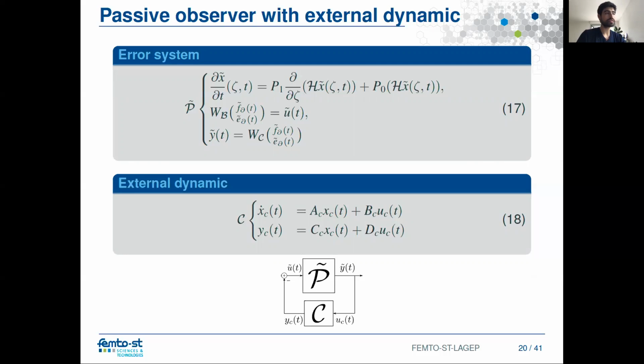We have some observers that people use in the literature, and they have different ways to prove the convergence. But now we are trying to generalize everything in this framework, where for all that kind of observers we can prove that they are nothing but the passive interconnection between the error system and an external dynamic port-Hamiltonian system. So we have the interconnection between two port-Hamiltonian systems, which remains Hamiltonian and remains passive.